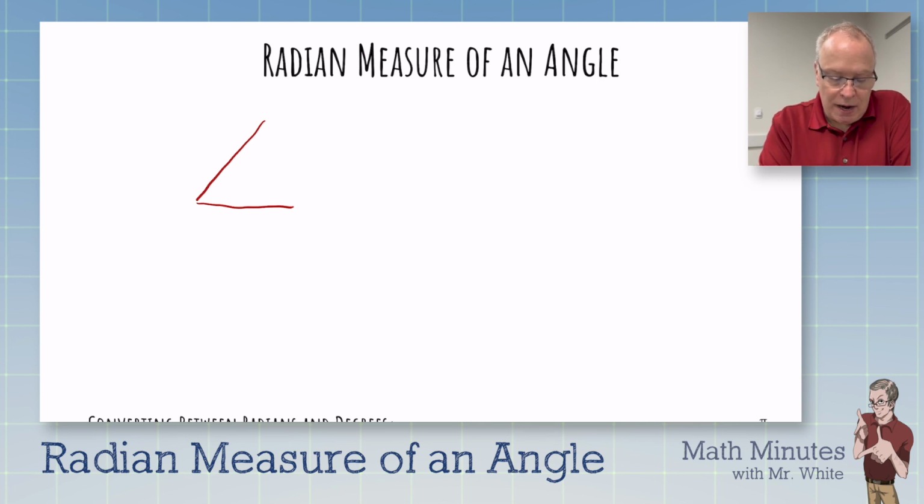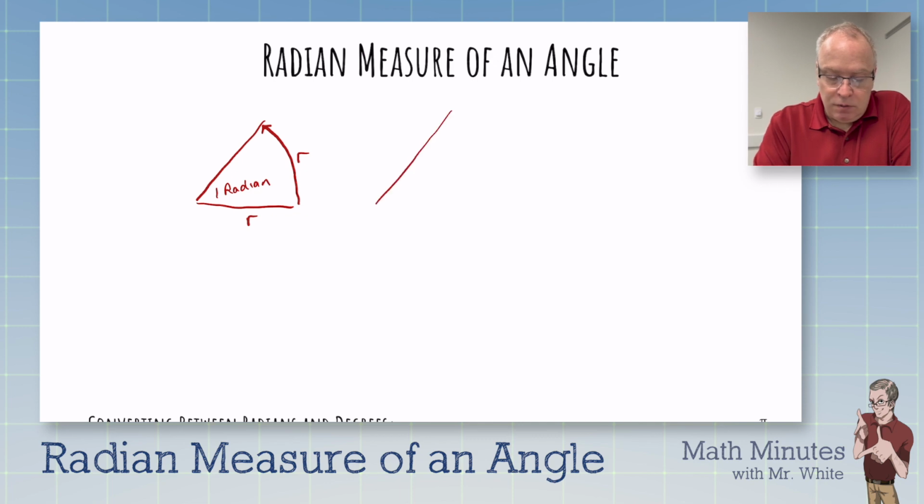So if we have a radius of r, and then we travel around the outside of the circle, which is called, of course, the circumference, well, we don't go all the way around. We only go a distance of r. Then this would be 1 radian. That's how we define this.